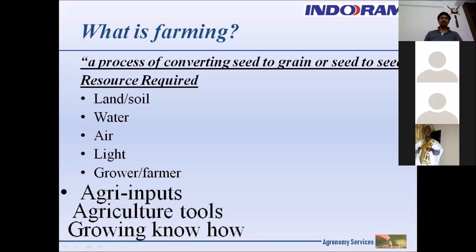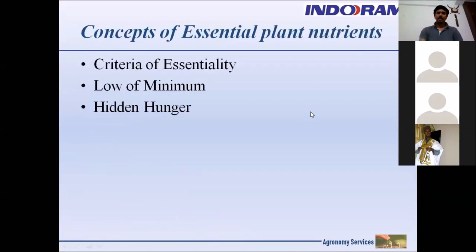Why am I saying that your role is in agriculture tools also? Because it is a holistic kind of operation. If you address all these different factors, different components of farming, then the chance of success is higher as compared to when you take up only one. Your specific role comes under agri inputs, and within agri inputs it is for fertilizers, the crop nutrition part. So we understand what farming is and what resources are required for it.